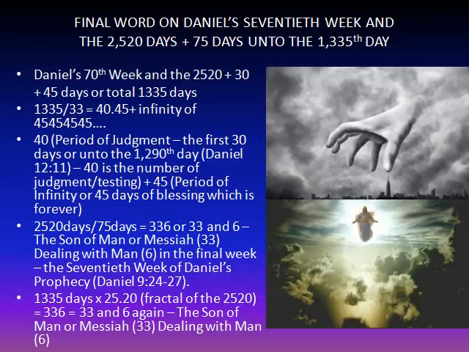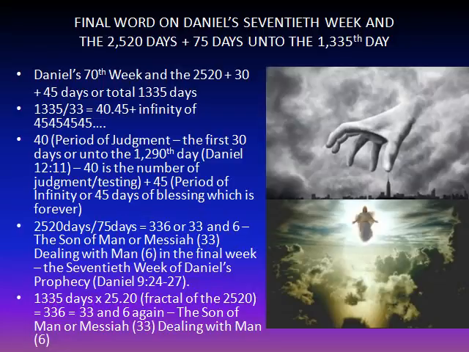1,335 divided by 33 is equal to 40.45 into infinity, or 45454545 into infinity. Therefore, you have two numbers here. One is 40, the period of judgment, the first 30 days, or unto the 1,290th day of Daniel chapter 12 and verse 11. 40 is the number of judgment and testing, plus 45, the period of infinity, or 45 days of blessing, which is forever.